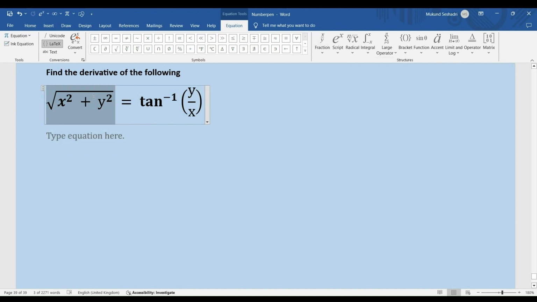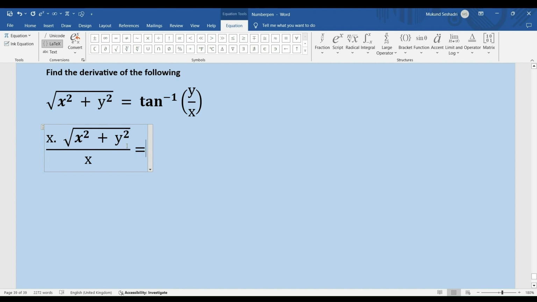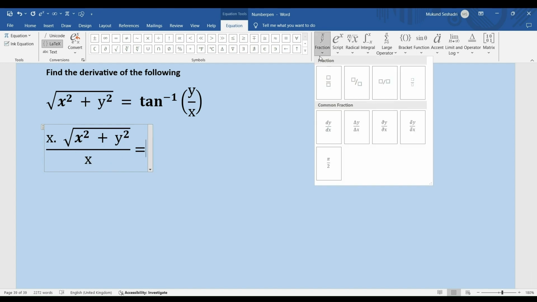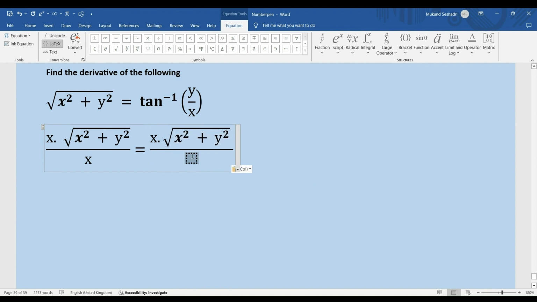So my LHS is nothing but root of x square plus y square, right? Now what I'm going to do, I'm going to divide by x and multiply it by x, right? So my expression does not change. Now I'm going to take my x inside the square root, right? I'm referring to the x in the denominator. And when I take it inside the square root, what do I get? And then my x, because I'm taking it inside the square root, I get an x square, right? Because my x is nothing but square root of x square, right? I write x as it is.